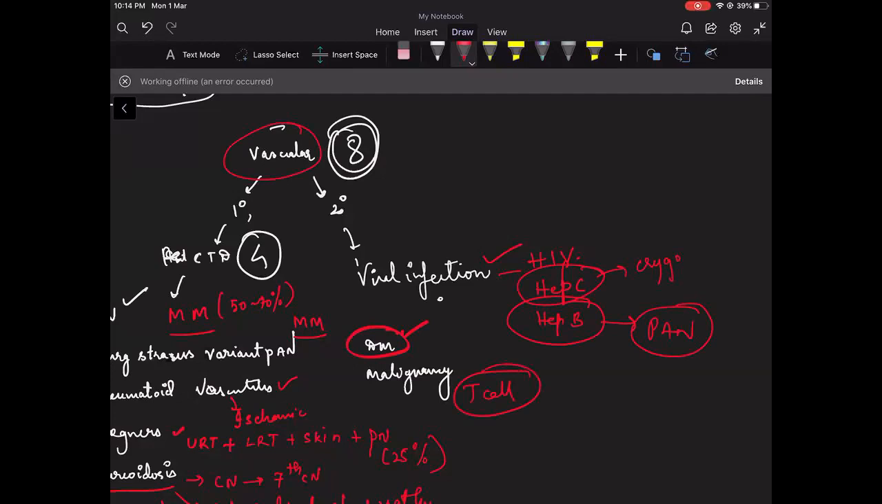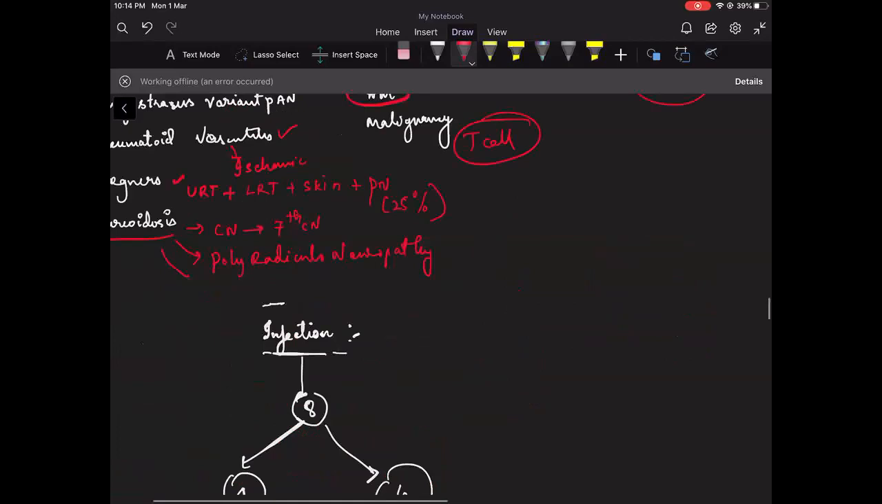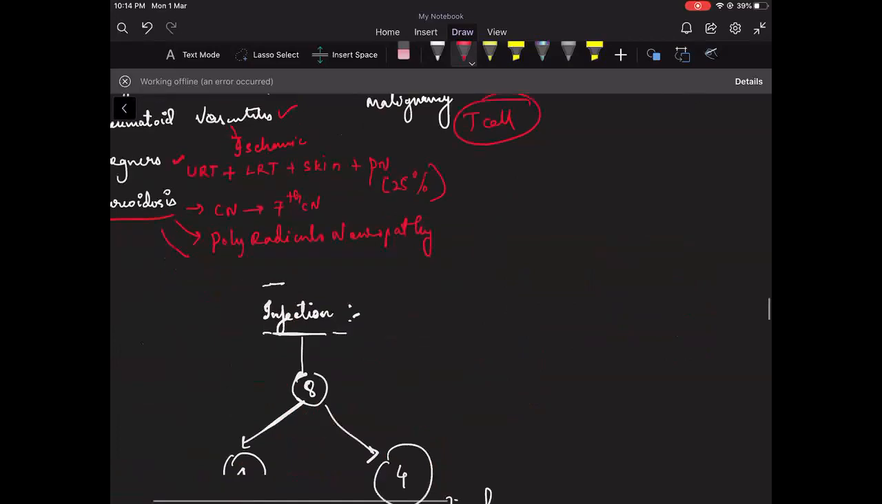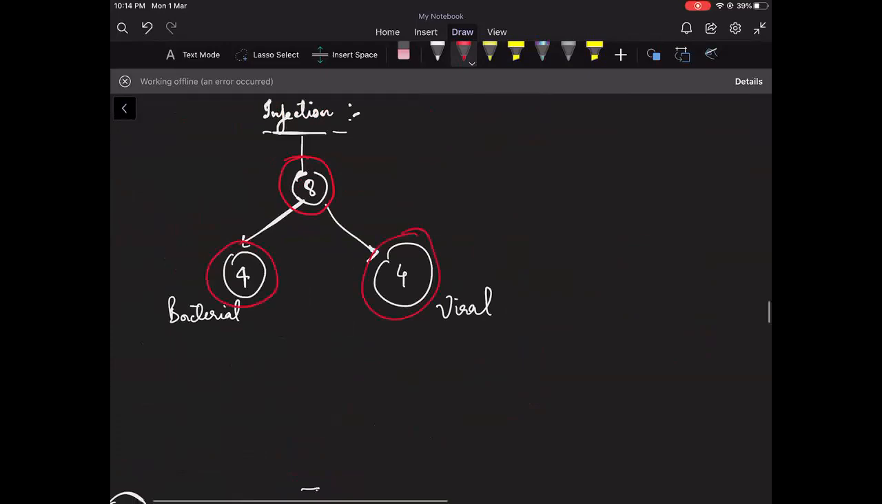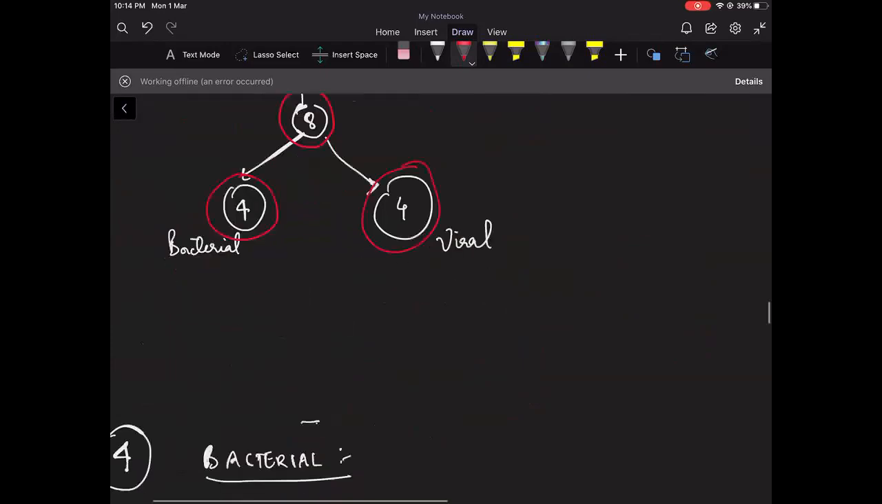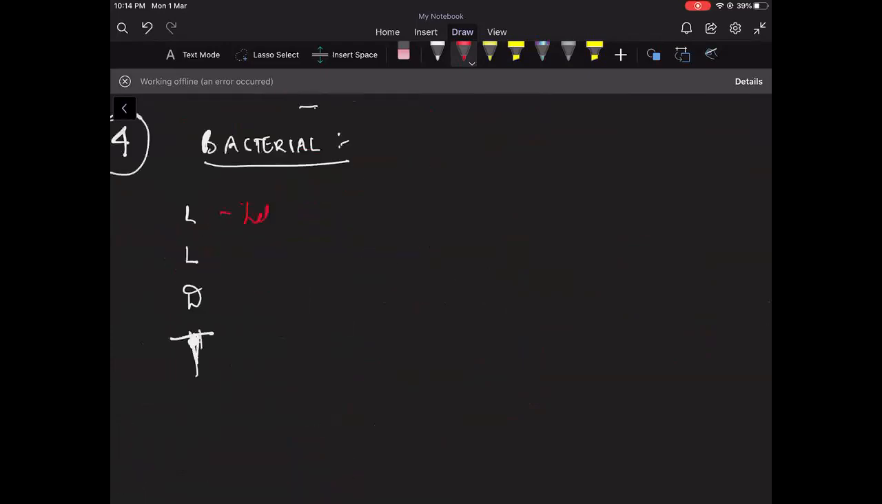Next, the 8 causes, and common infections. Here there are a total of 8 important infections which we have to learn, 4 of them viral. Among bacterial, the first important disease associated with neuropathy is leprosy, followed by Lyme disease, followed by diphtheria, followed by Treponema.